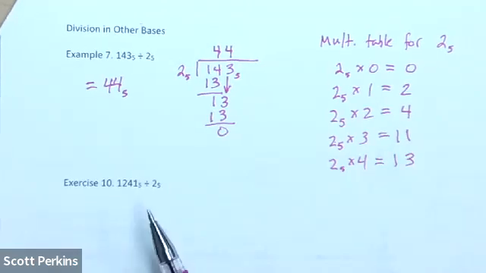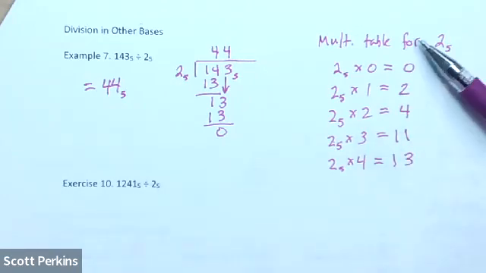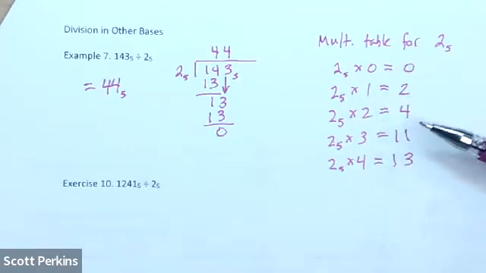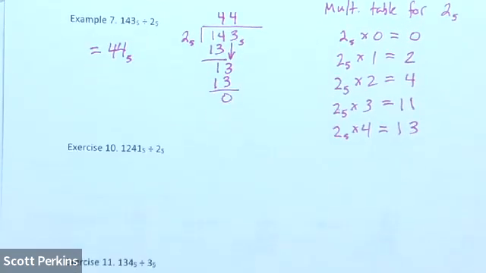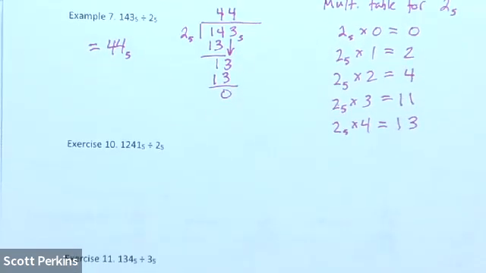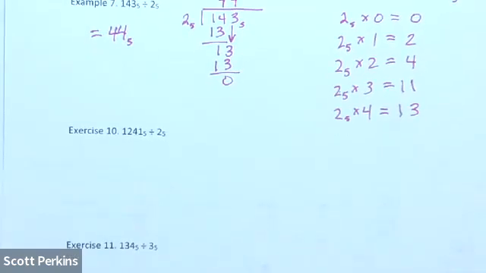Okay, so as I said, you're going to do the next problem. You're going to use this same multiplication table because you're dividing by the same thing, 2 base 5. Because this first one, I wanted you to just be able to do the division. So give that a try. See how you do. 1241 base 5 divided by 2 base 5.